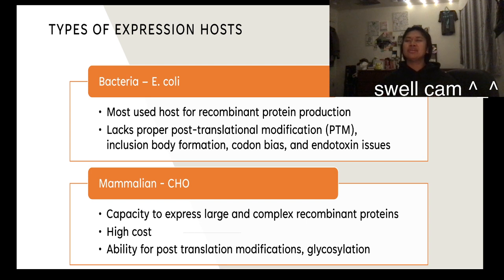Another popular expression host are mammalian cells, specifically CHO cells, Chinese hamster ovary cells. They are able to express larger and more complex proteins as well as provide those post translational modifications such as glycosylation of your protein. But the thing is, they have a slower doubling time and there is a higher cost when it comes to them due to media. But they are able to also secrete the protein, which makes the downstream processing a lot easier.